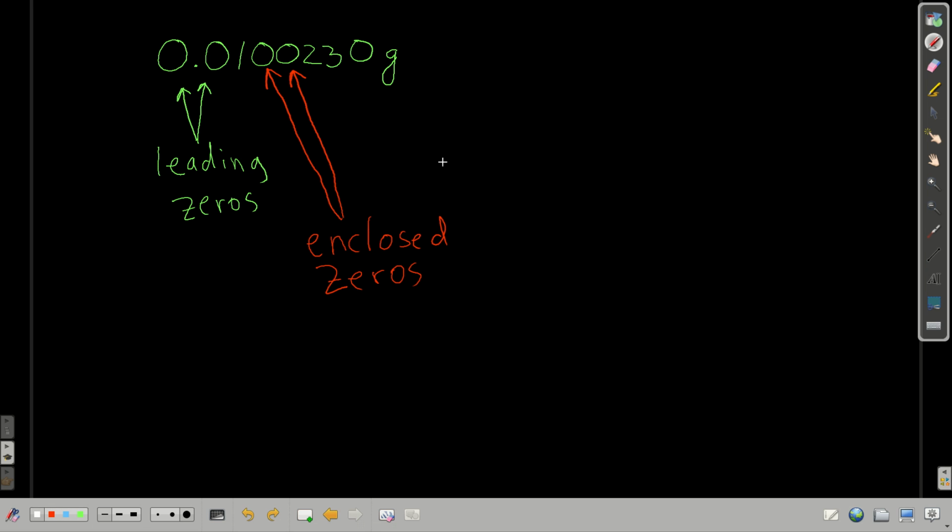This last zero here on the end is a trailing zero. And remember, a trailing zero counts if and only if the decimal point is shown. It is shown here, so this does count. These do not count. All non-zero digits count. These two do count, and this does count because we've shown the decimal point. So how many significant figures are there in this number? 1, 2, 3, 4, 5, 6. Six significant figures.